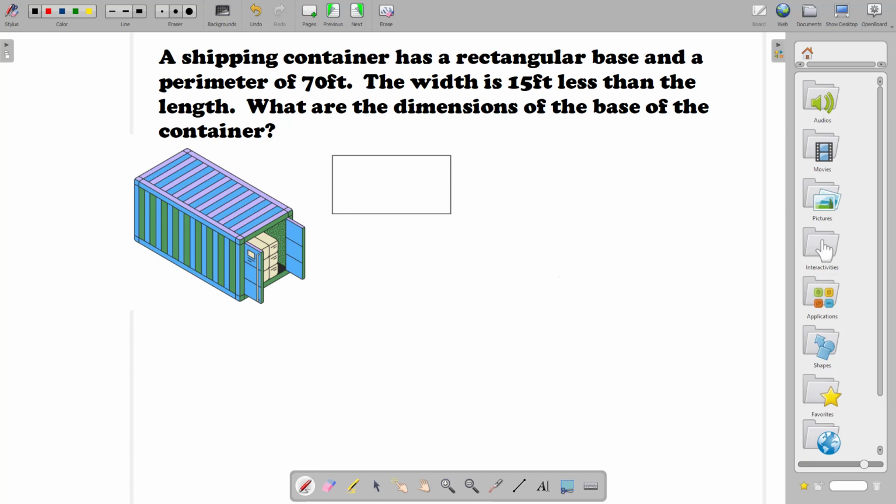there's our rectangle. Always draw a diagram. When we have a rectangle, we have 2 sets of congruent sides, right angles. We're told that the perimeter is 70. Then we need to take our key sentence. Our key sentence is the width is, is means equals, 15 feet less than means we're taking 15 feet away from the length. Here's our length, here's our width. We're saying that the width is L minus 15. Our length is just L.